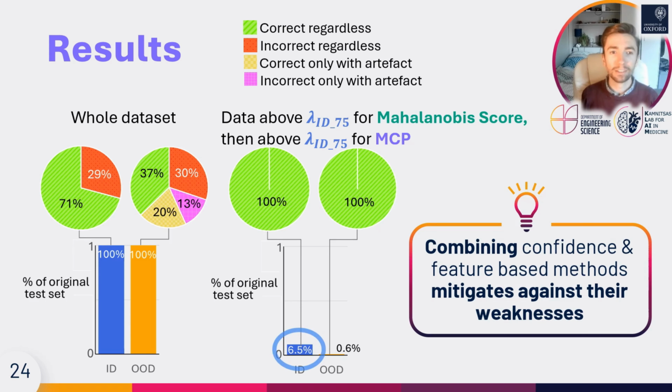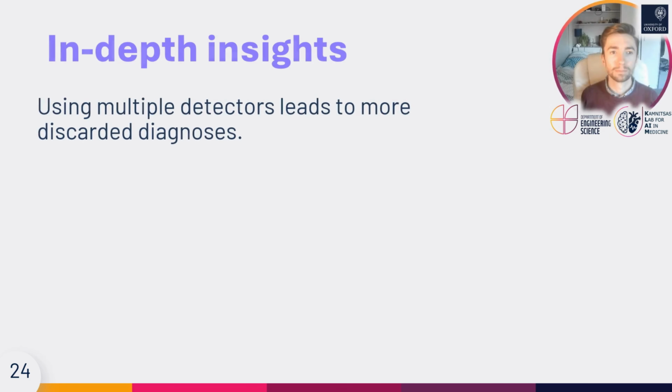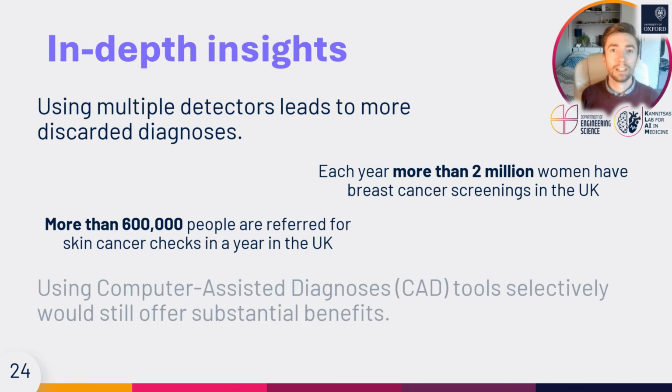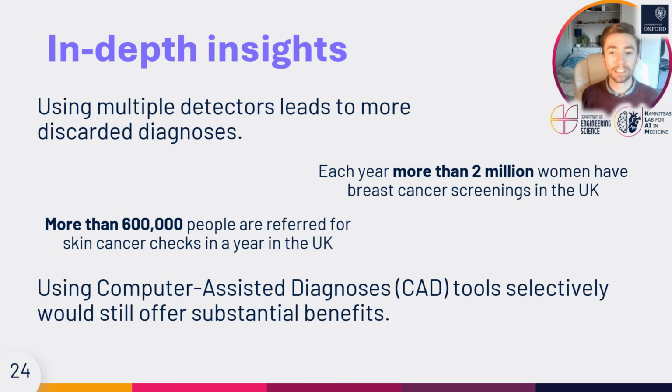However, you may say, Harry, applying multiple methods means we're discarding a lot of predictions. What's the benefit of using machine learning when many of our diagnoses are being discarded? Well, my response will be think about how many people get medical scans each year. In the UK alone, more than 2 million women have breast cancer screenings each year, and more than 600,000 people have skin cancer checks. So therefore, using computer-assisted diagnosis tools selectively, instead of on every single diagnosis, would still offer substantial benefits.